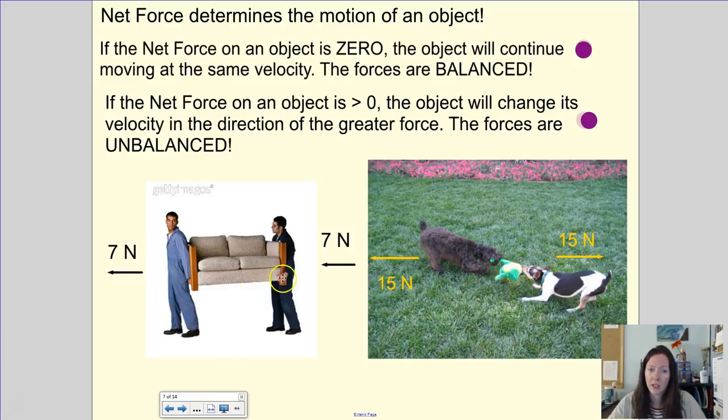However, with this one, notice these guys are moving the couch, and their arrows are pointing in the same direction. That means that you add the numbers. So the force on the couch is 14 newtons to the left. That means the couch is accelerating, or changing its velocity, to the left.